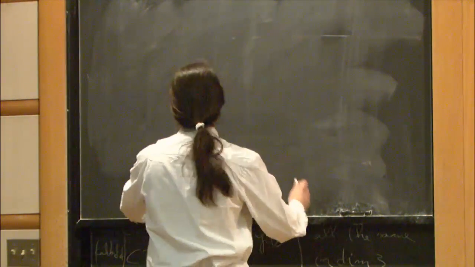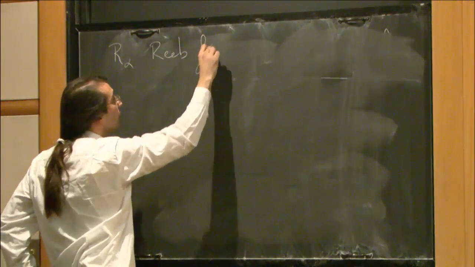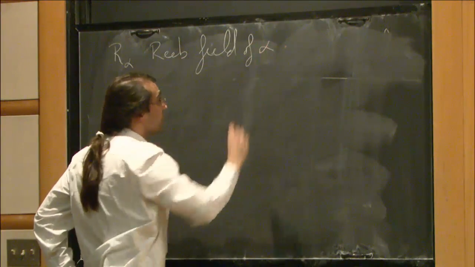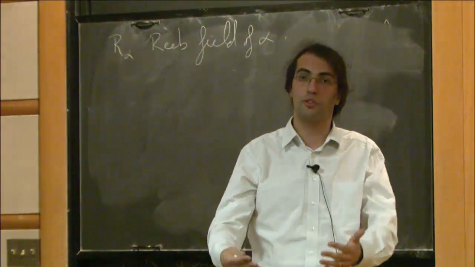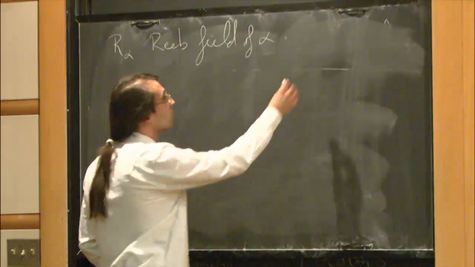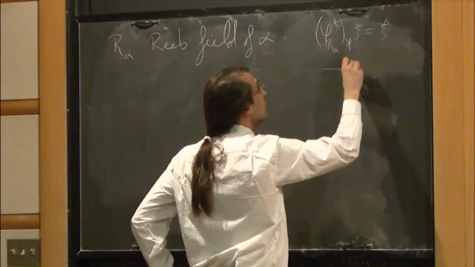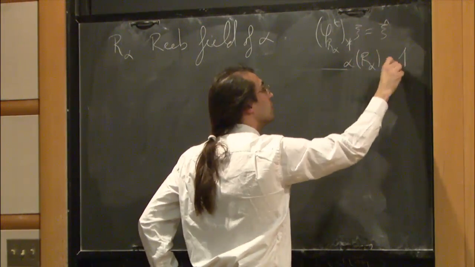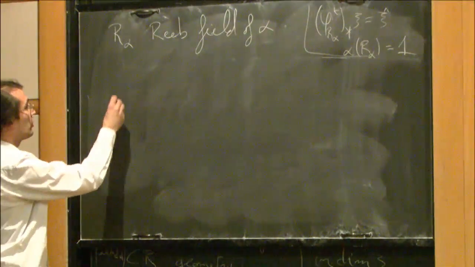Okay, then every contact form comes with a Reeb vector field. So you have R sub alpha, the Reeb field of alpha. This was defined before. Again, the definition is that this is a vector field whose flow preserves Xi and such that alpha of R alpha is 1. So the flow of R alpha pushes Xi to Xi, and alpha of R alpha equals 1. Maybe it's not the definition that was given previously, but it's equivalent. And you can just extend.